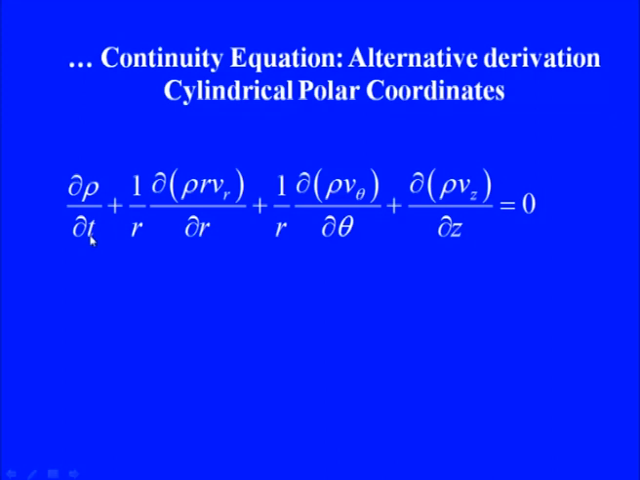for cylindrical polar coordinate system, and this I would leave as an exercise. The final equation is del rho by del t plus 1 by r del of rho r v r over del r plus 1 by r del of rho v theta over del theta plus del of rho v z over del z is equal to 0, where v r, v theta and v z are the velocity components in r, theta and z directions respectively. So, please take a small differential cylindrical polar control volume and complete this derivation following the steps which we used earlier with rectangular coordinate system.